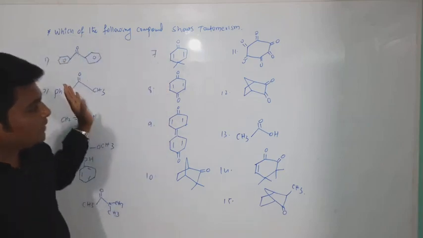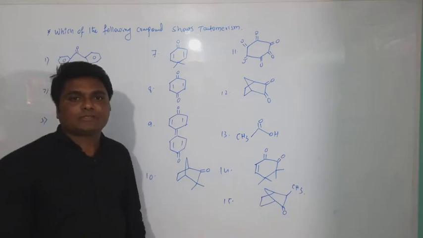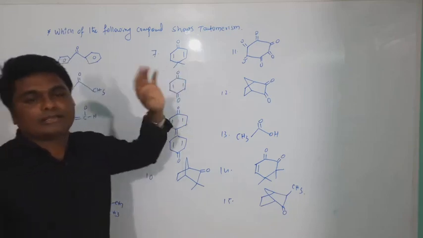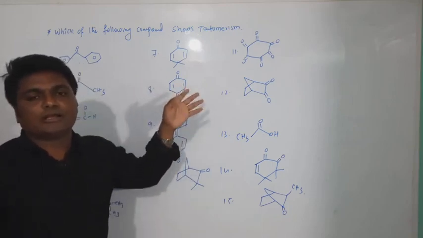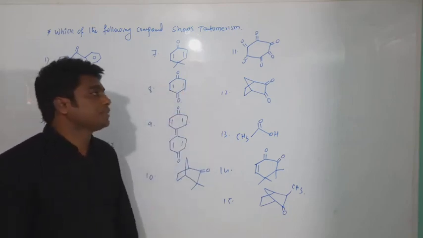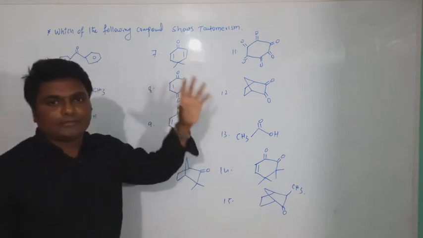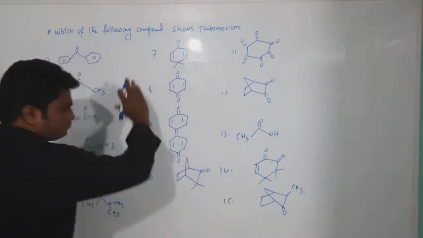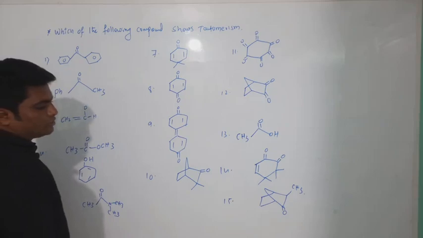In total, I gave here 15 examples. In the exam they will give only 4. Out of these 15 they will give 4 and ask which of the following compounds shows tautomerism. So that's why I collected all the molecules. Now I will discuss which of the following molecules shows tautomerism.